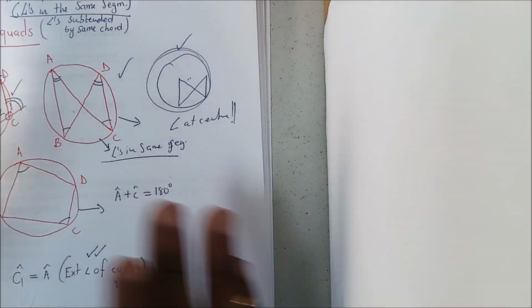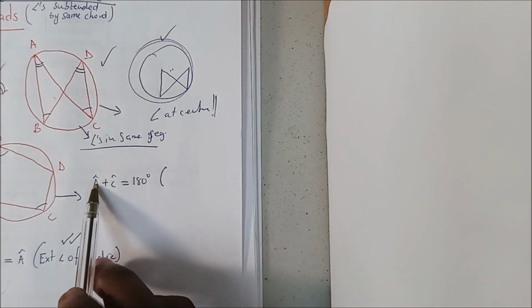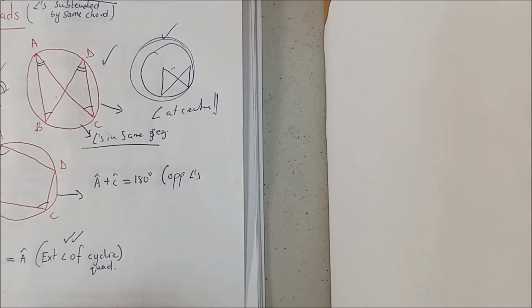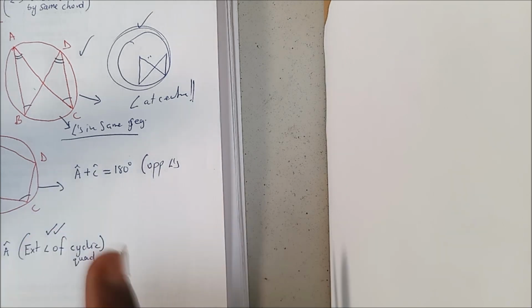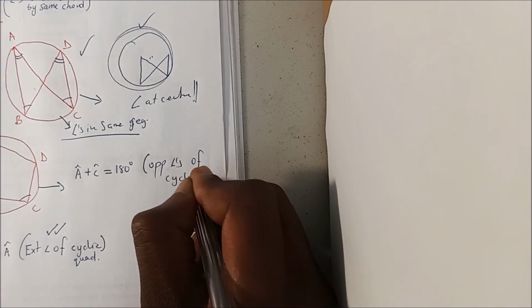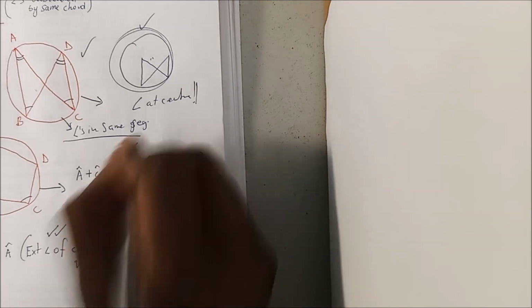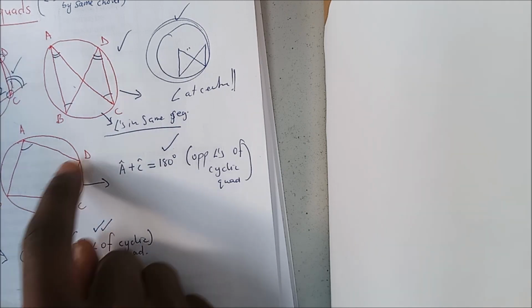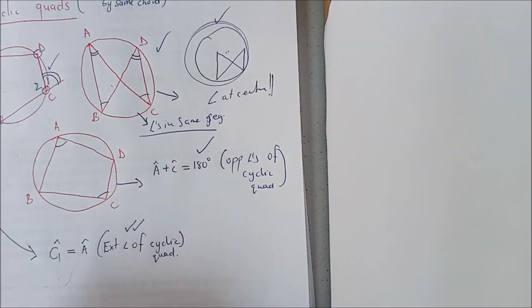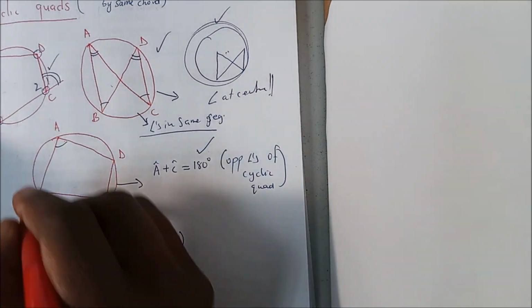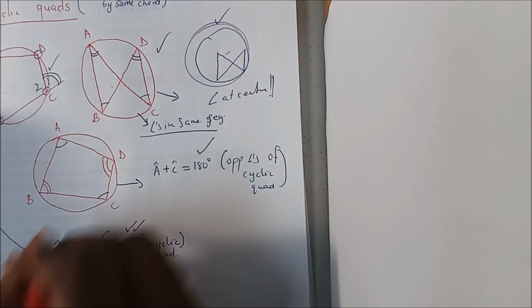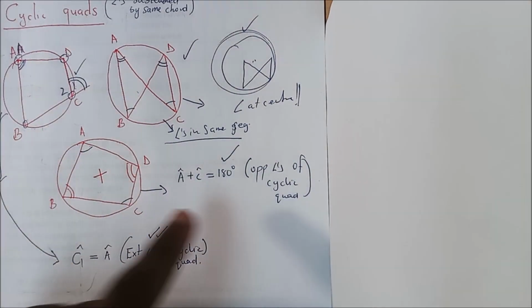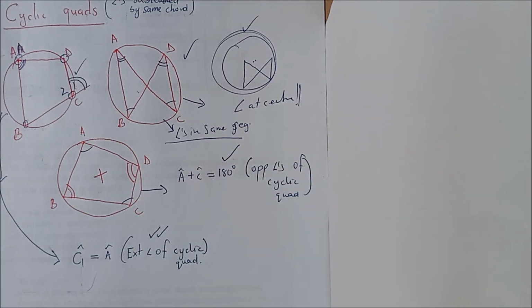And the reasoning for the cyclic quads is easy. So now A and C, what are they? They are opposite angles. Yes, they are opposite angles, but opposite angles of what? Of a cyclic quad. And then you take the back. So now what do you know about B and D? Since ABCD is a cyclic quad, therefore B and D, when we add them, we must get 180 degrees. What will be the reason? Opposite angles of a cyclic quad.